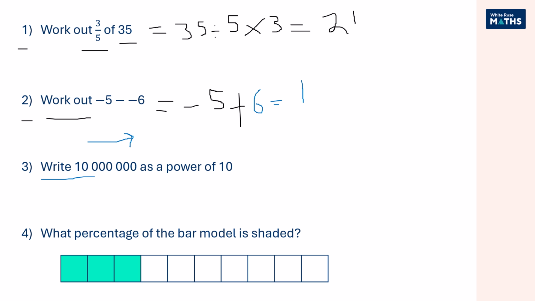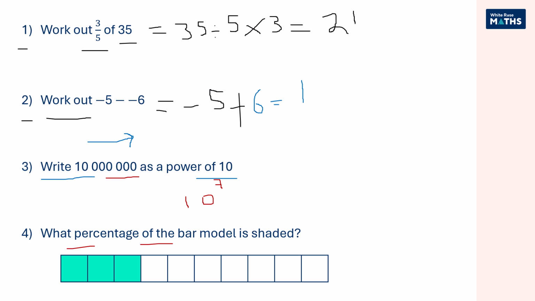Number 3, write 10 million as a power of 10. So count the zeros. There are going to be 7 zeros, so that's going to be 10 to the power of 7. So 10 to the power of 1 is 10. 10 squared is 100. 10 cubed is 1,000. 10 to the 4 is 10,000, so on and so forth. 10 to the power of 6 is going to be 1 million. So 10 million will be 10 to the power of 7.